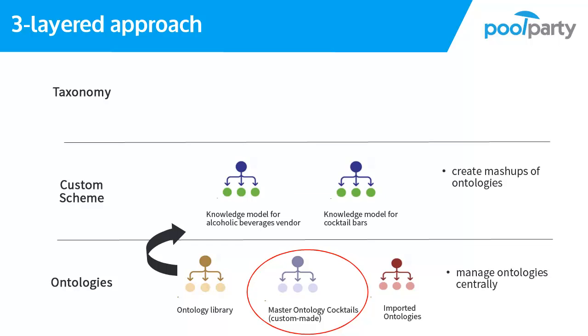At the custom scheme layer, you can take parts of one or multiple ontologies and customize it for your taxonomy. So that means you can create mashups of different ontologies within one custom scheme, which then gets applied to the taxonomy.